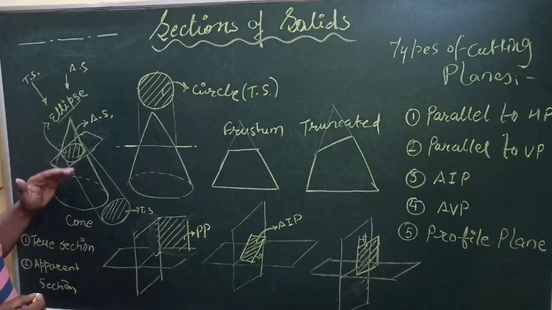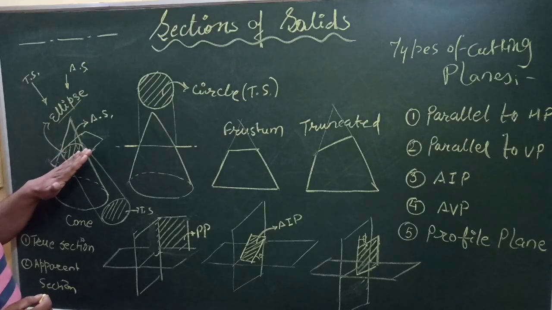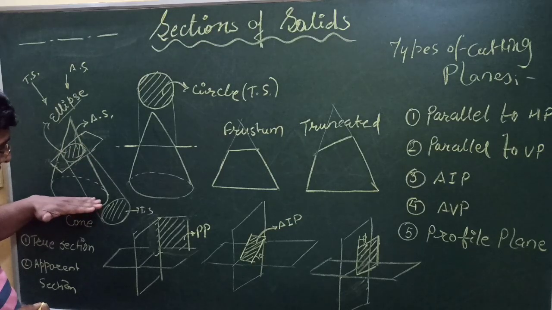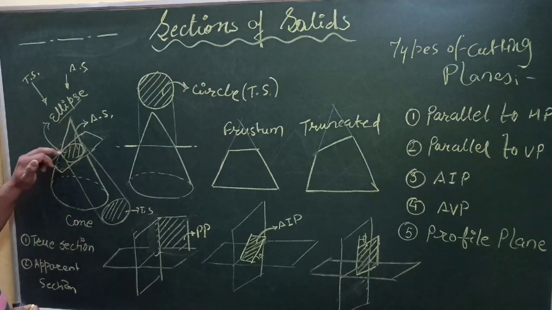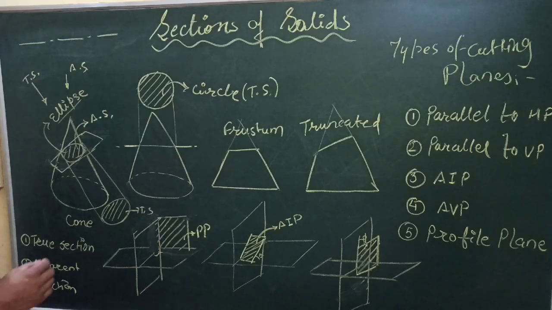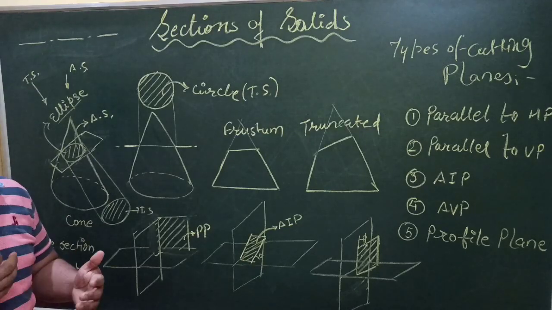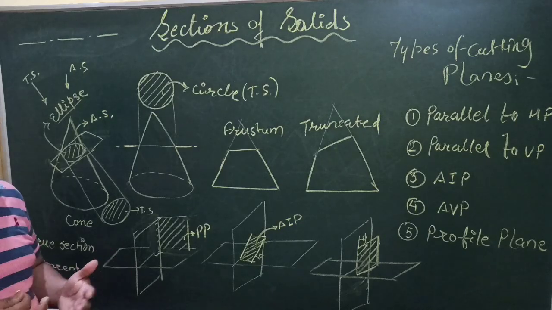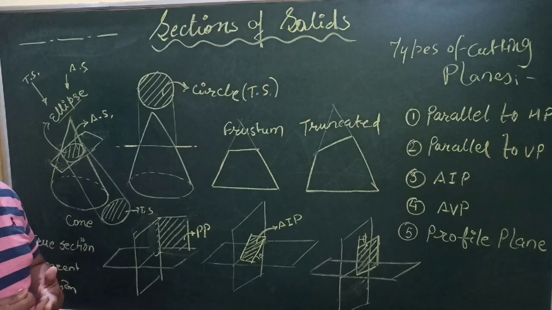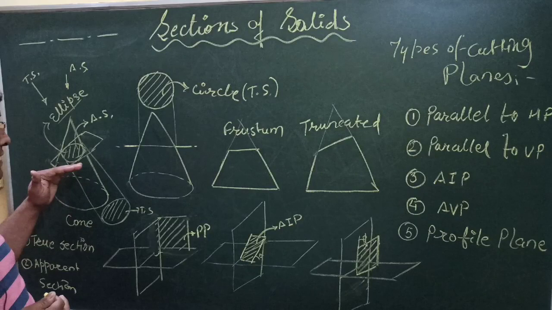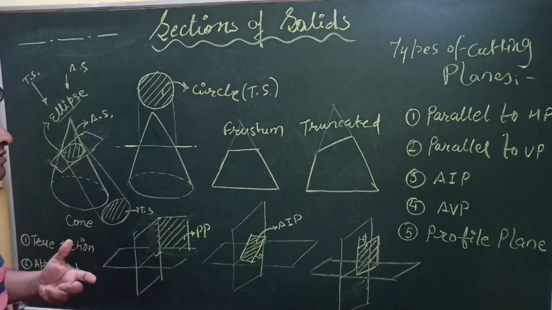If I cut a cone like this, means the cutting plane or the knife is tilted, making some angle with the base, then we are getting an ellipse. So sections are nothing but cut parts of solids. Just like if you cut a watermelon and try to find out what is there inside, then it is called section of a watermelon. Similarly, a solid can be cut and the internal details can be observed using the sections of solids.